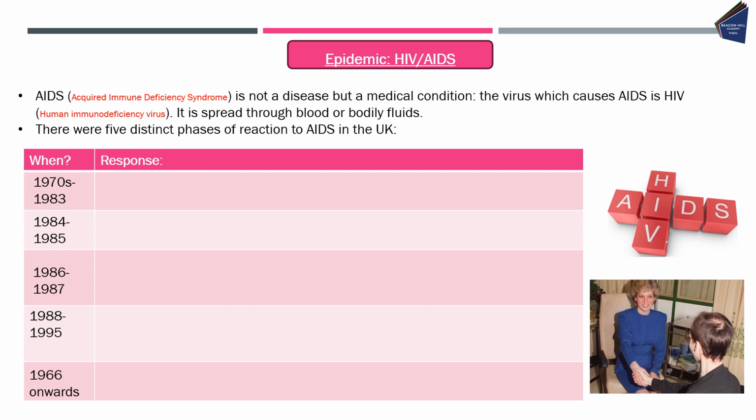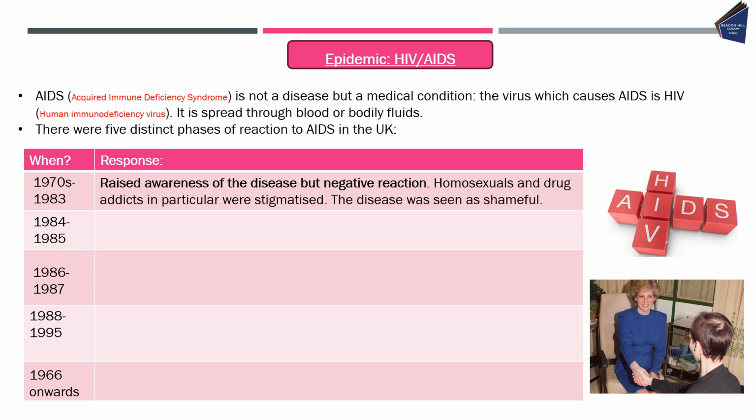And we now know today that it is spread through blood or bodily fluids, but that was not always the case. So there were 5 distinct phases of reaction to AIDS in the UK, and you would need to know how the government responded at different times. So initially in the 1970s to 1983, we have a raised awareness of the disease but a negative reaction to it. So homosexuals and drug addicts in particular become stigmatised, and the disease was seen as very shameful.